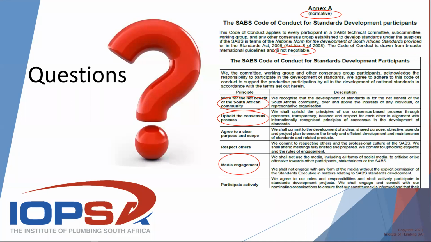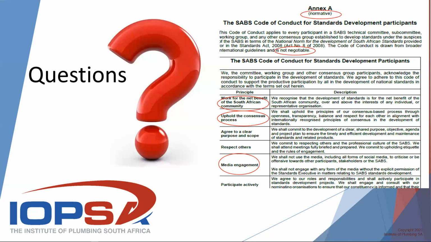You'll also see there it says uphold the consensus process. I'm not going to read each section to you. It talks about media engagement, and Herman might have touched on this right at the beginning of the slides: we couldn't engage with anyone at that stage because we were still part of the process. Now that it's a DSS, we are able to share a few things with you. So thank you for that. Thanks for bearing with us.